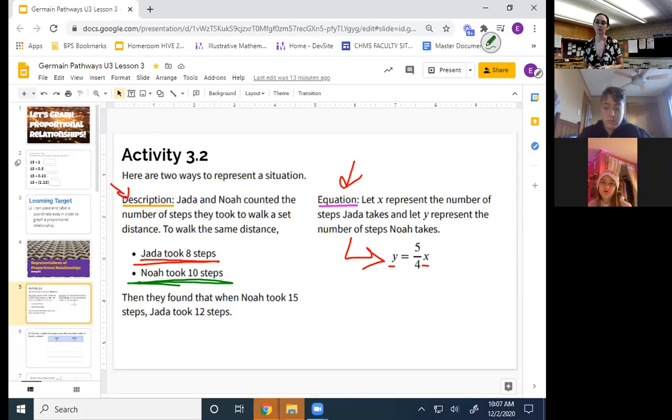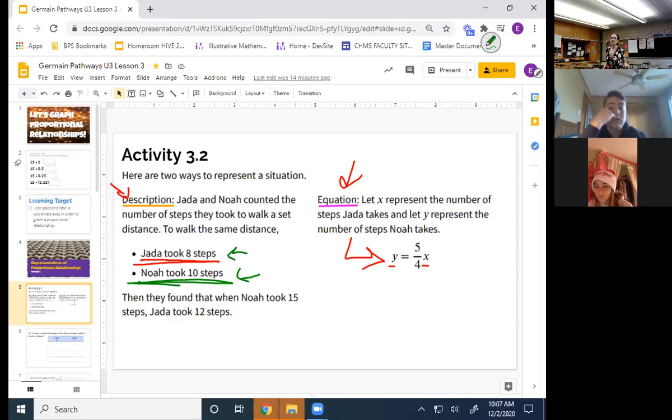Jada's walking 2 steps less than Noah is. So that means maybe when they're walking, you can't really see, but like maybe Jada is taller. I love it. It's not necessarily talking about speed because it's not saying it took Jada 8 seconds and Noah 10 seconds. It's talking about the number of steps.